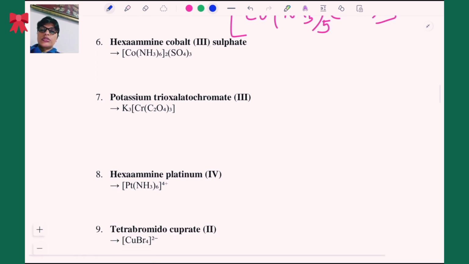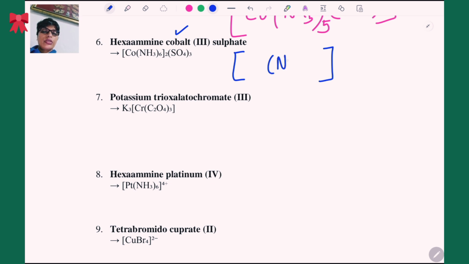So here cobalt is written as cobalt. It's not written as cobaltate. So again it can be a positive or a neutral square bracket. So let's write the square bracket first. Then it's written hexamine. So write down NH3. How many times? 6 times. Then write cobalt. What's the oxidation state of the cobalt written here? 3. Write down 3. Ammonia is 0. So this entire thing has to be +3.